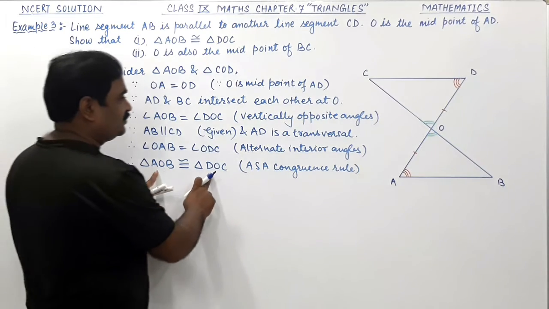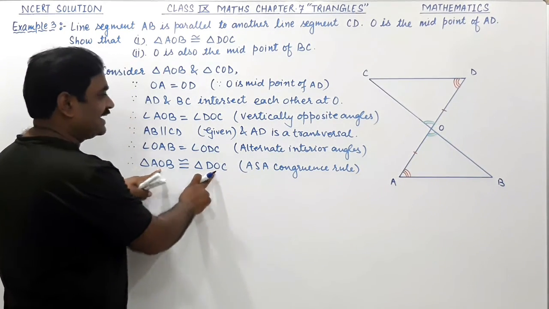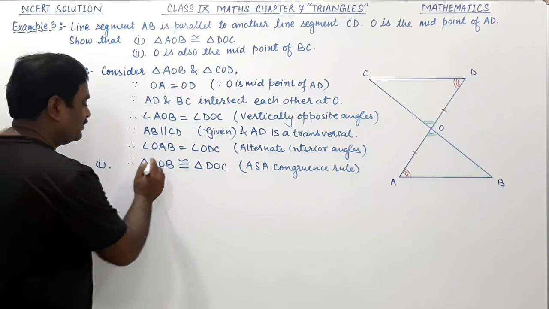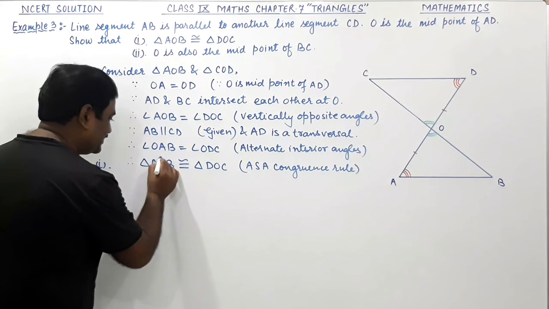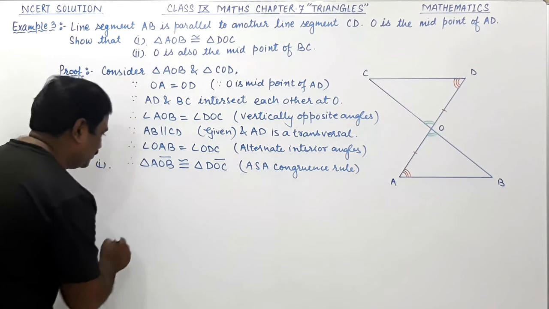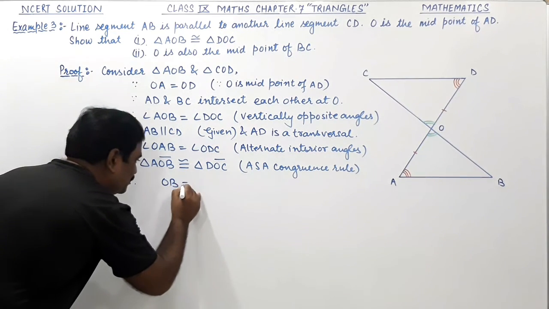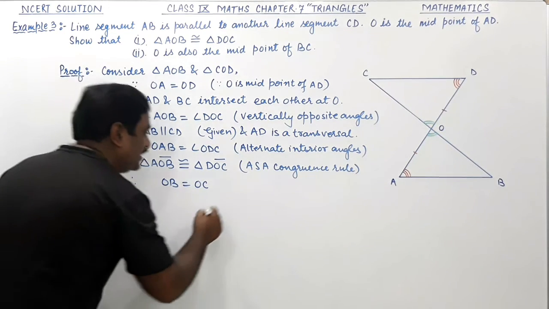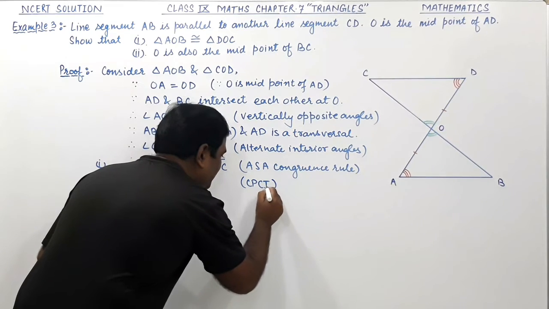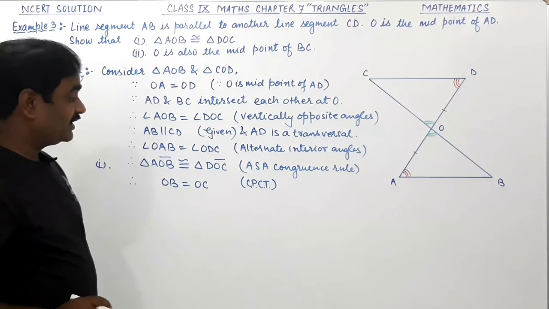AOB, angle A was equal to angle D, angle O is equal to angle O, and the side between, AO is equal to DO, right? So let us think about the second part, second and third letter will be equal to second and third letter of this triangle also. Therefore we will get OB is equal to OC. How? By CPCT, corresponding parts of congruent triangles, right?